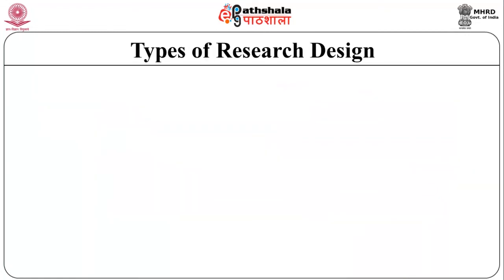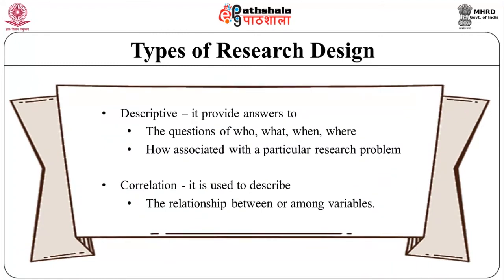Now, types of research design. Descriptive. Descriptive research design provides answers to the questions of who, what, when, where and how associated with a particular research problem. However, it is not able to give a definite answer. It is used to obtain information concerning the current status of the phenomena and to describe what exists with respect to the variables. It includes case study, observation and surveys. Next is correlation. It is a specific type of non-experimental design used to describe the relationship between or among variables. It provides empirical evidence suggesting two or more variables are or are not related.